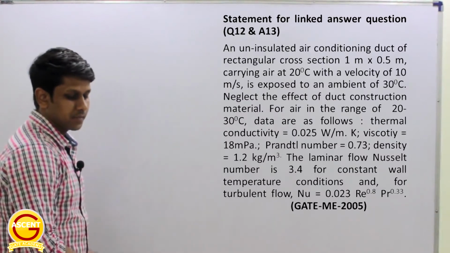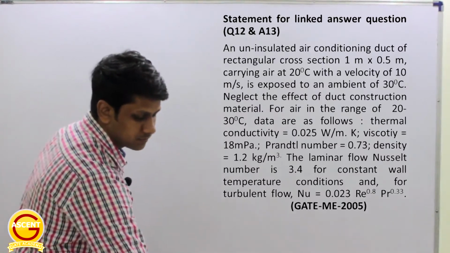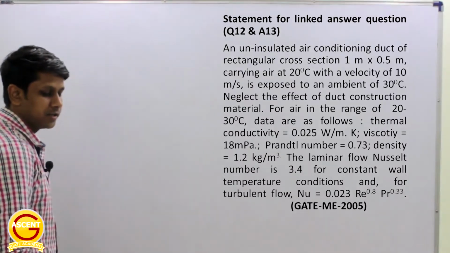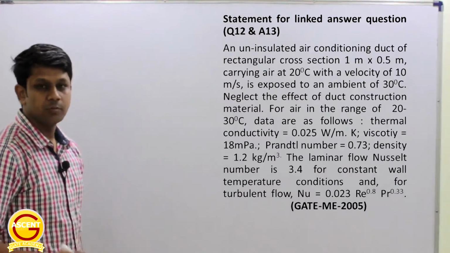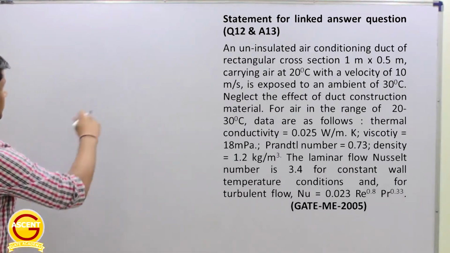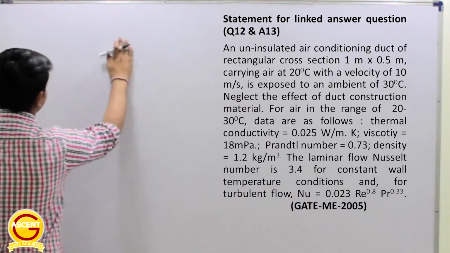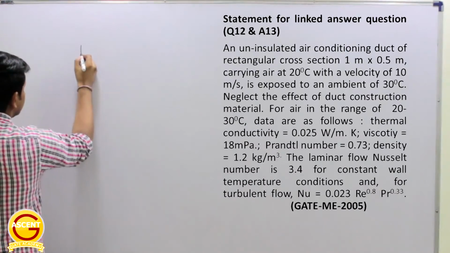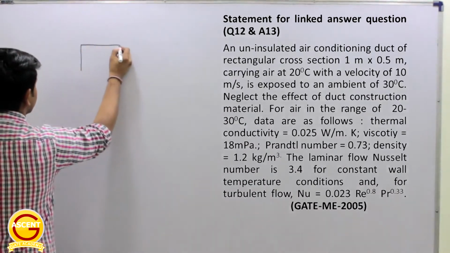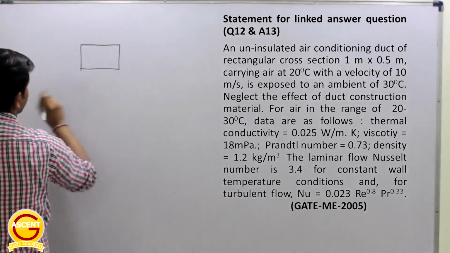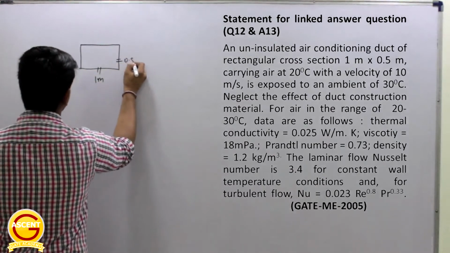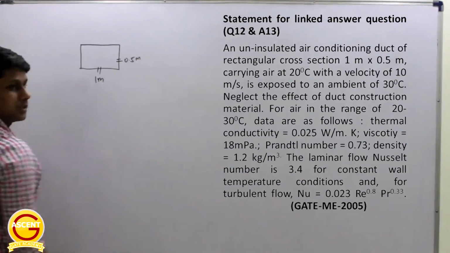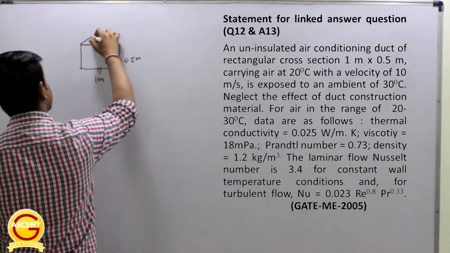Let's read the problem once more. An uninsulated air conditioning duct of rectangular cross section 1 meter by 0.5 meter. So there is a duct which has a rectangular cross section. Let's say this is the cross section of the duct, and this is 1 meter, this is 0.5 meter. So the duct will look like this.